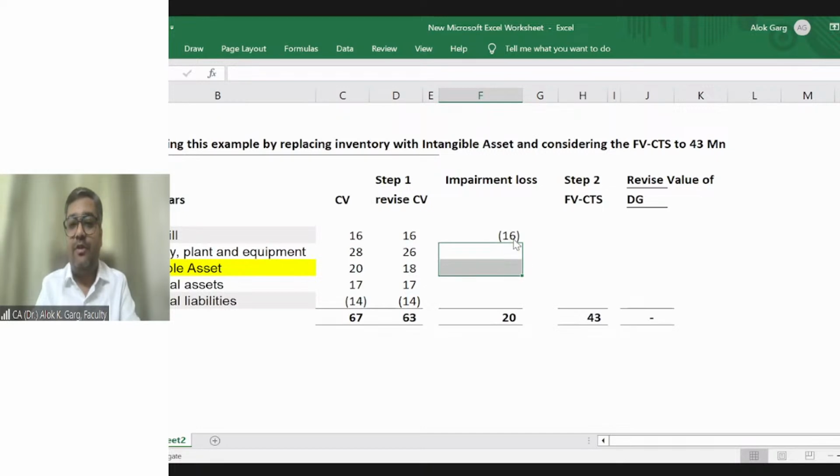What to do in this case? Please tell me quickly what to do in this case. Now I have replaced inventory with an intangible asset. How to allocate this 4 million? Please tell me quickly.